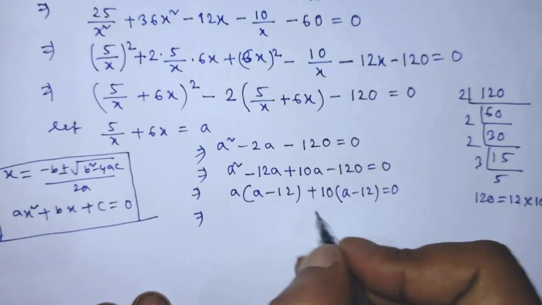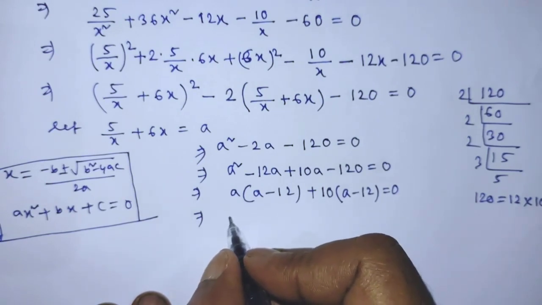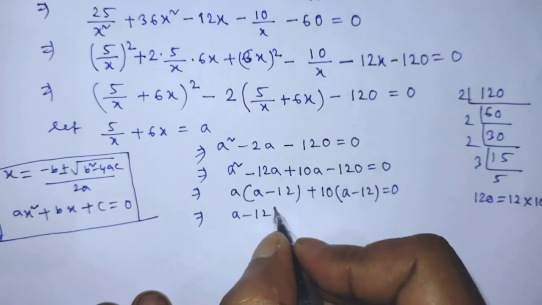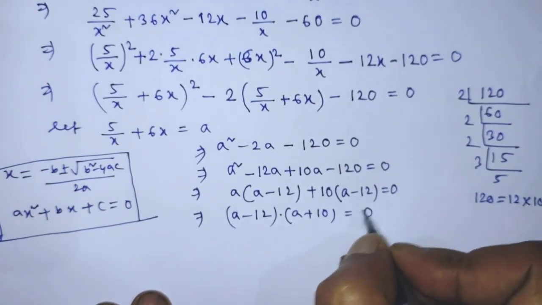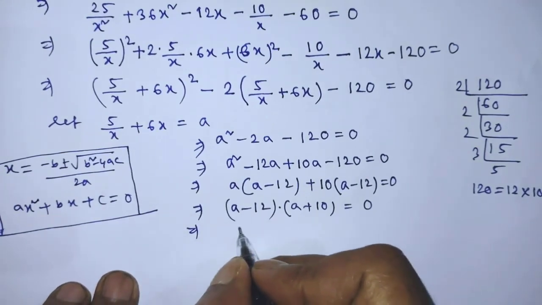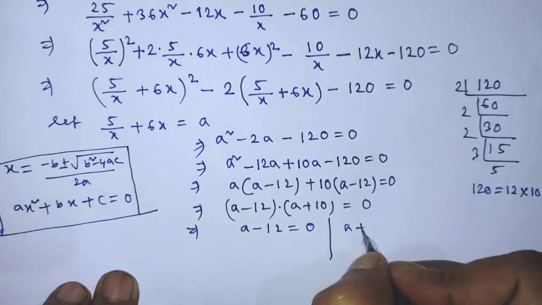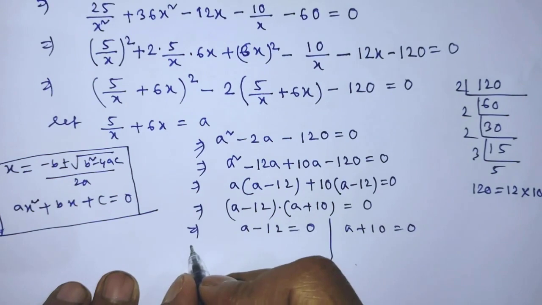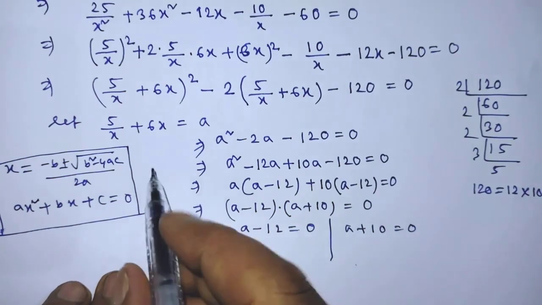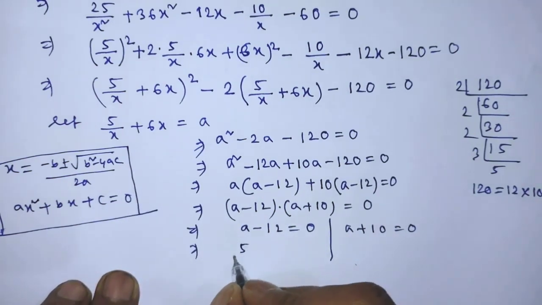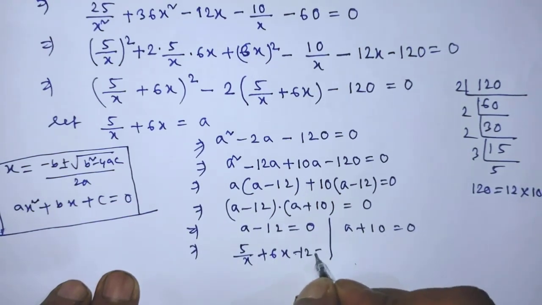So guys, on the left hand side of this equation the common factor is a minus 12. So we can write in here (a minus 12) times (a plus 10) is equal to 0. According to zero product rule we can write in here a minus 12 is equal to 0 and a plus 10 is equal to 0. So guys, again we have to put the value of a on the left hand side of this equation. So it will be 5 over x plus 6 times x minus 12 is equal to 0.